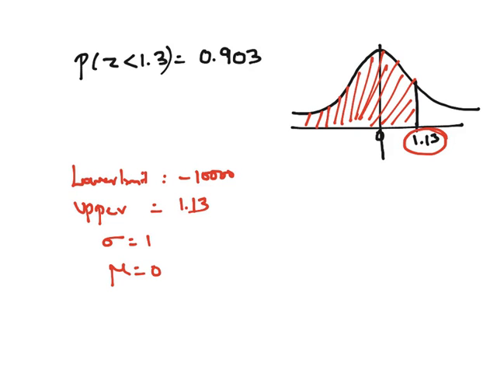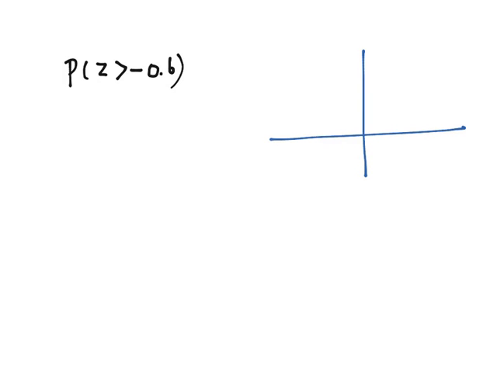You get 0.903 as the answer. Okay, so let me find P of, let's say, Z more than minus 0.6. So how do you find it? You draw the y-axis and the x-axis and the standard normal curve, and minus 0.6 will be in the left hand side. So let us say this is here, minus 0.6, and draw a line.